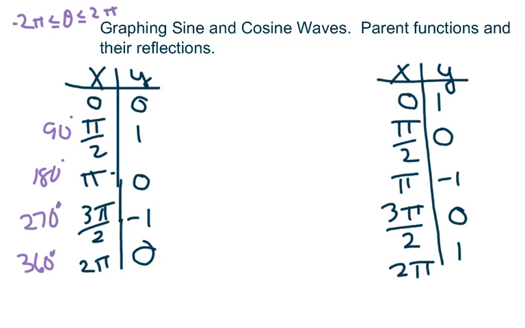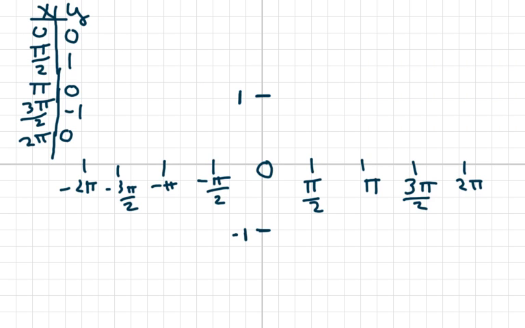This is the table that goes with sine, and I suggest you copy it down. It's hard to keep copying it down on these slides I use. So copy it down, and this is the cosine wave. We're going to graph these, and they're just the parent functions, and we're also going to graph their reflections. Okay, the first one we're going to graph is the sine wave.